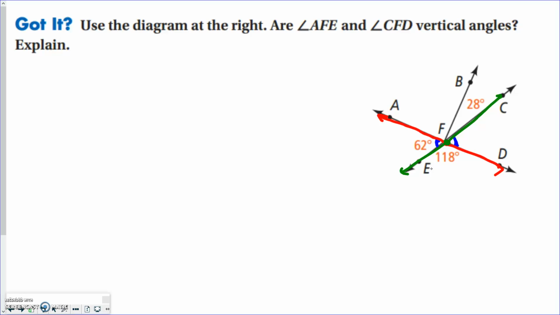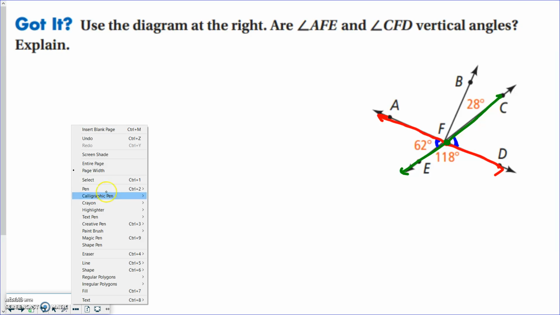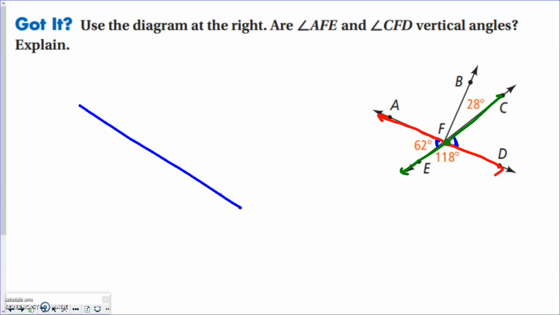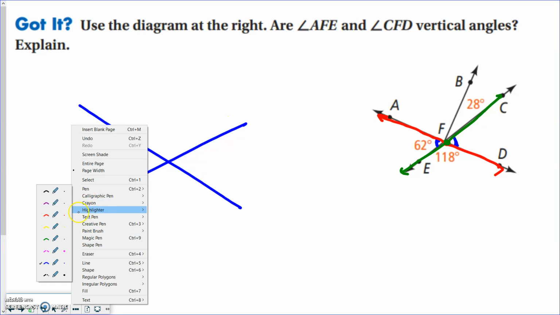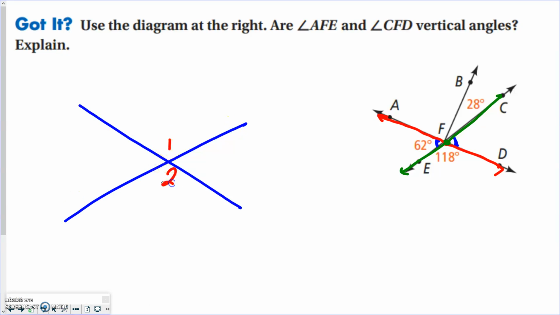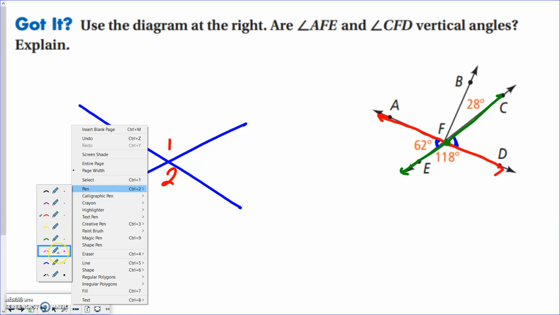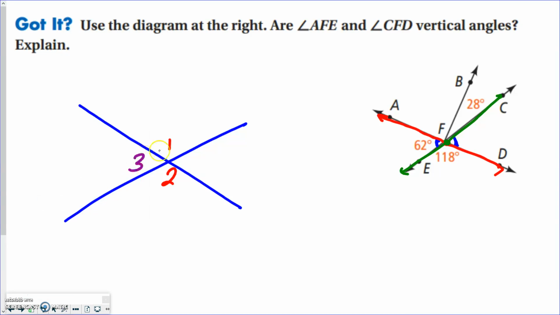Okay. Another way to think about it is not just opposite rays, but vertical angles are formed when two lines intersect. So if I had any set of two lines that intersect here, then angle 1 and 2 would be vertical, and angle 3 and 4 would be vertical also.